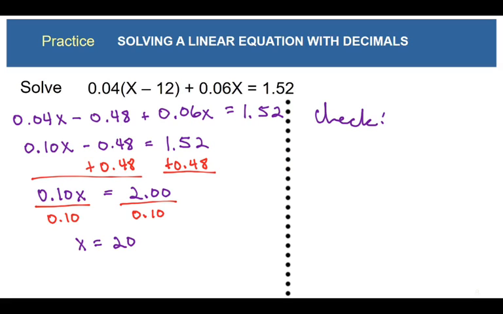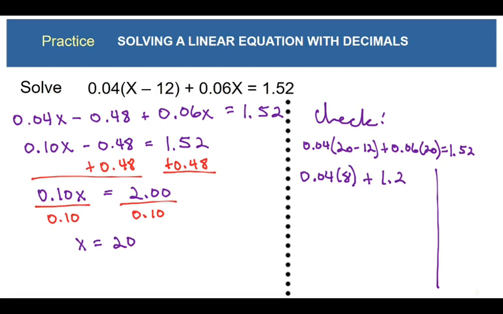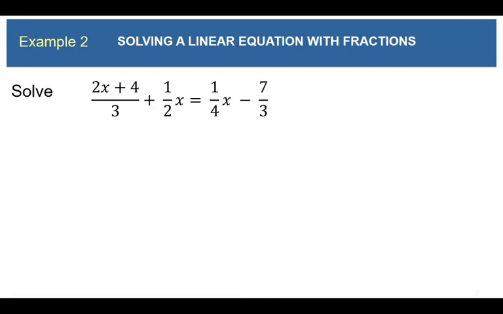And just to check, we could put the 20 back in place of the x. Okay, 20 minus 12 is going to be 8. And 0.06 times 20 is going to be 1.2. Now 0.04 times 8 is 0.32, plus 1.2 gives us 1.52, which is a match for the right side, so we verified that 20 is the correct answer.